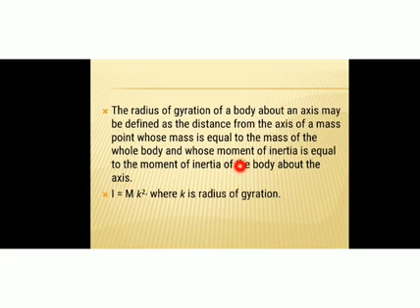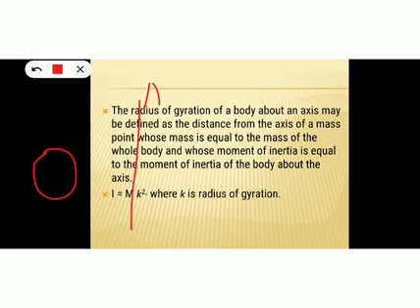I know you won't understand anything from this definition. So first let's discuss how to find out this radius of gyration. Radius of gyration is a distance itself, and how to find out that distance? For that, consider a rigid body and consider an axis of rotation, let it be AB. First step is to find out the center of mass of the rigid body.